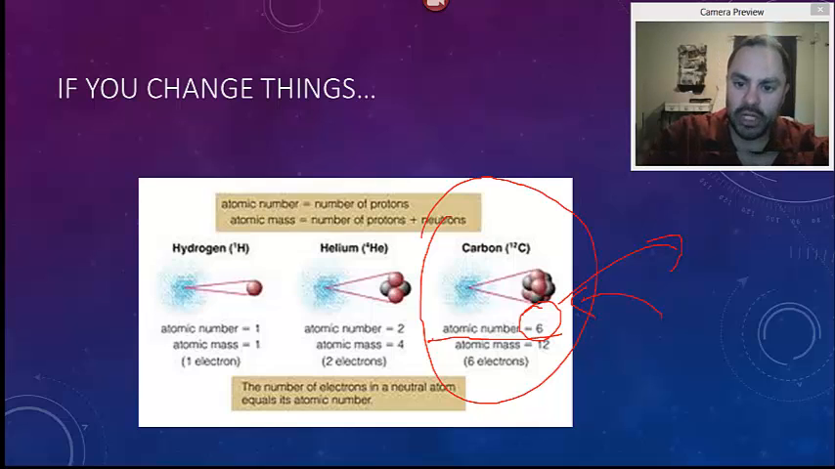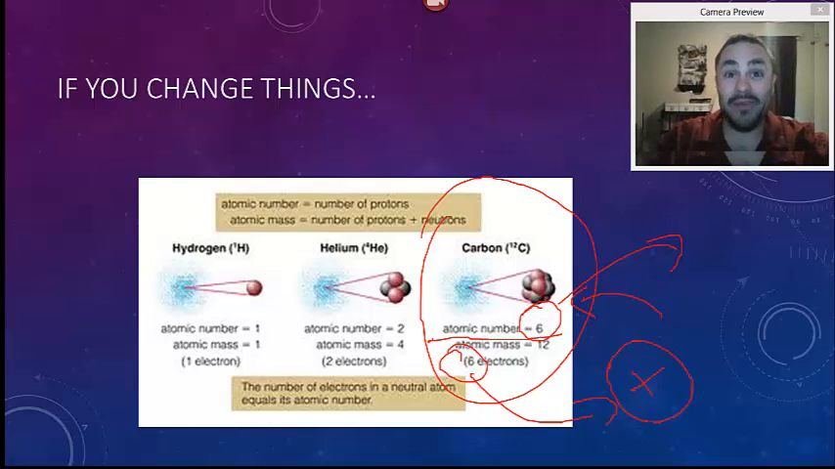Now, if I want to change the number of electrons here, for example, we have 6 electrons, and I get rid of one of the electrons, that means I have left behind a positive. Because if I get rid of something negative, I have left it more positive. In this case, if I get rid of an electron, I still have carbon, but now I have a positively charged carbon.